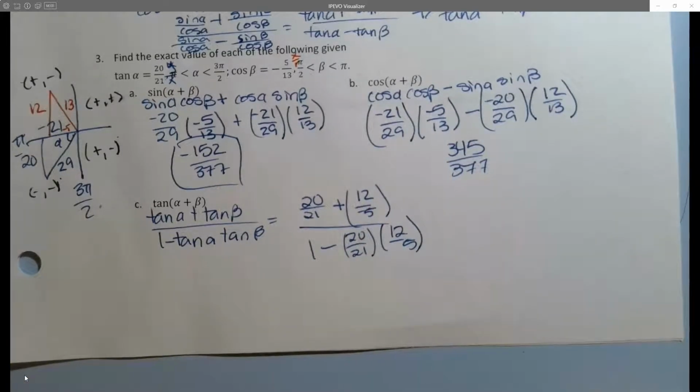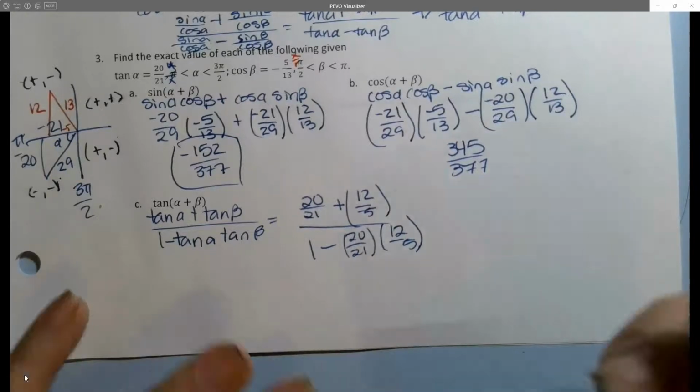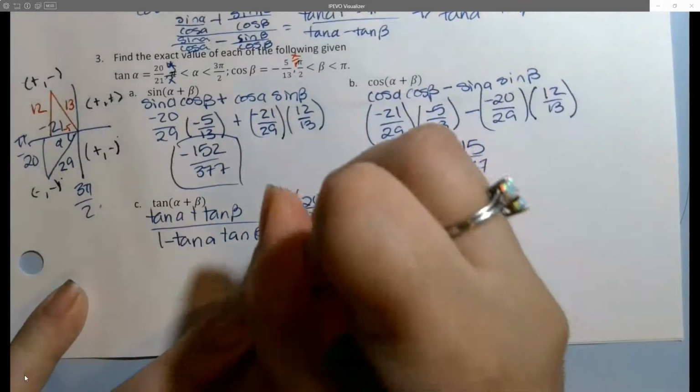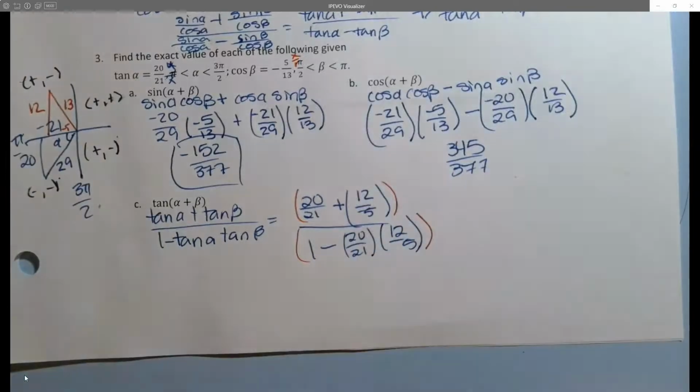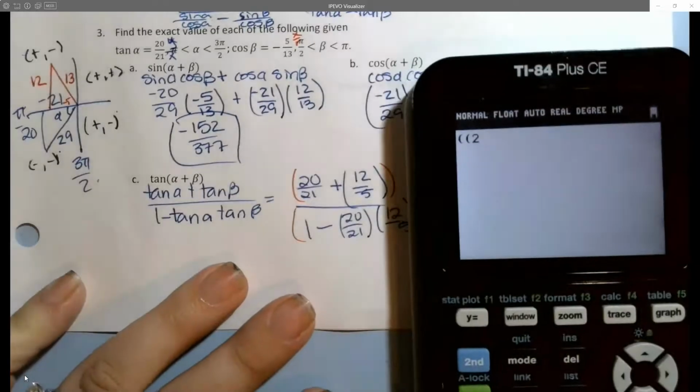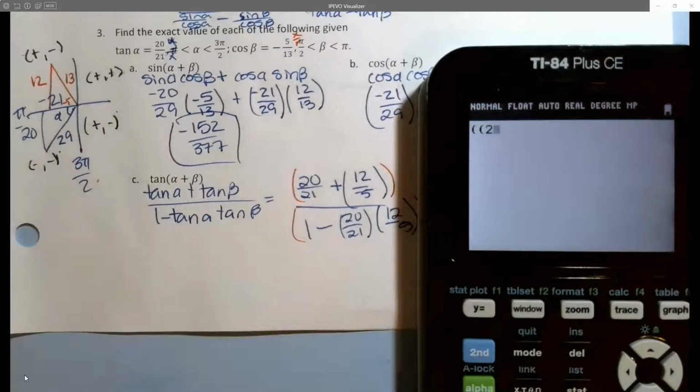So I can simplify this by hand, or I could type this all straight into the calculator. If I type this into the calculator straight as it is, I want this top part all in parentheses and the denominator also in parentheses. So, because that's all on the screen.